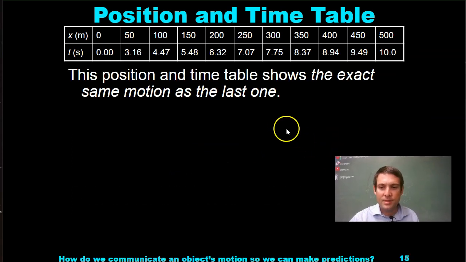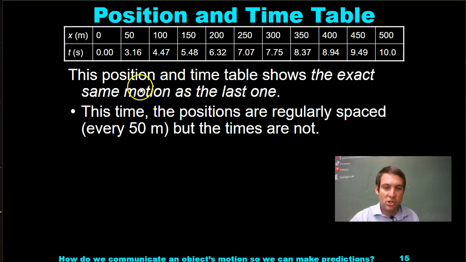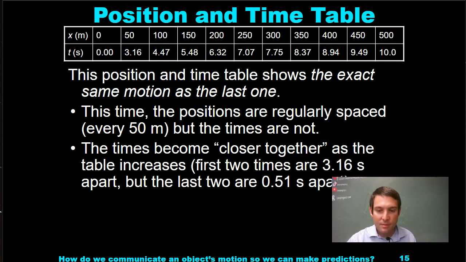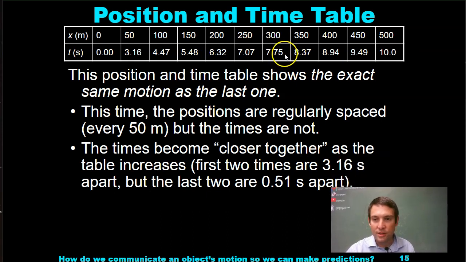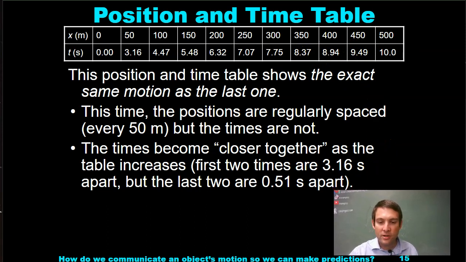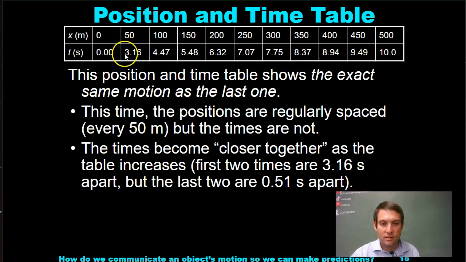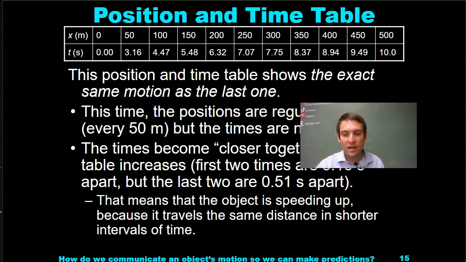The position and time table shows the exact same motion as the last one. This time, the positions are regularly spaced out, but the times are not. The times become closer together, as you can kind of see without calculating, as the table increases. The first two times are 3 seconds apart, and the last two are half a second apart. That means the object is speeding up because it travels the same distance in a shorter amount of time.